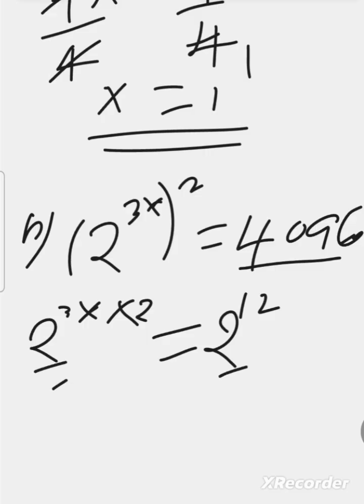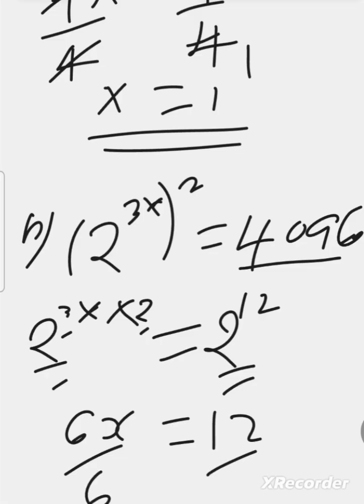So since the bases are the same, we will equate the powers. So this will be 6x, because 3 times 2 is 6, which equals 12. If you divide by 6 here, you divide by 6 here, 6 will cancel with the 6. Here we get x, 6 here 1, 6 here 2. So your answer will be 2. So that is our answer to this question.